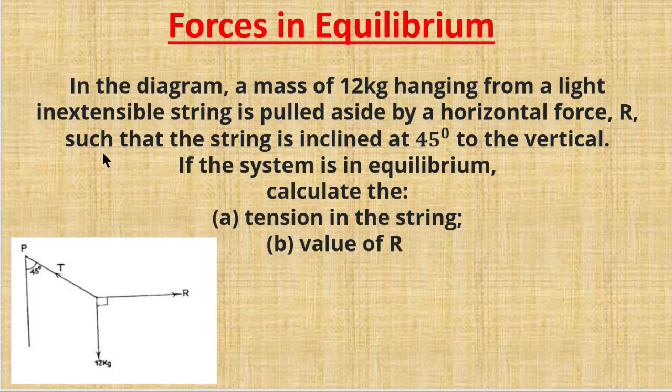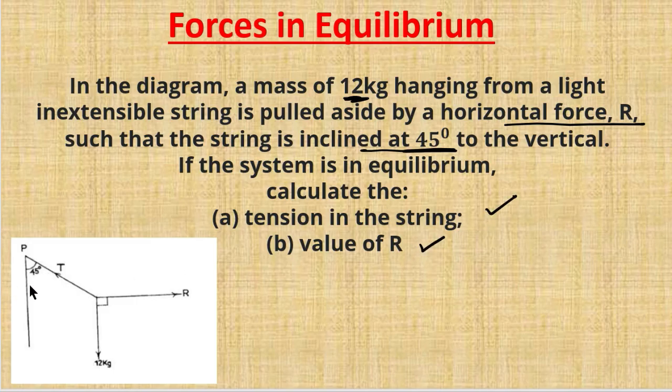Today, we'll be seeing this question on equilibrium of forces. Our question says a mass of 12 kg is hanging from a light inextensible string and is pulled aside by a horizontal force R, such that the string is inclined at an angle of 45 degrees to the vertical. If the system is in equilibrium, calculate the tension in the string and the value of R.